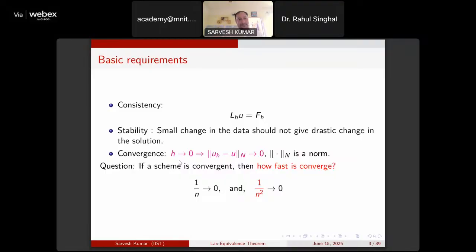Finally, the convergence. It is expected that once you generate uh, a sequence of numerical solutions for each h, that must converge to u in some norm. That also matters, where the norm is some norm. We'll see what norm it is. Suppose we have the convergence, then the next question would be how fast it will converge. For example, suppose I take two sequences, 1/n and 1/n². Of course both converge to 0, but 1/n² converges faster than 1/n. Why do we need fast convergence? It is related to accuracy and the computation time also.